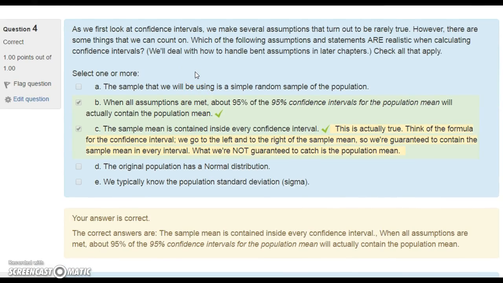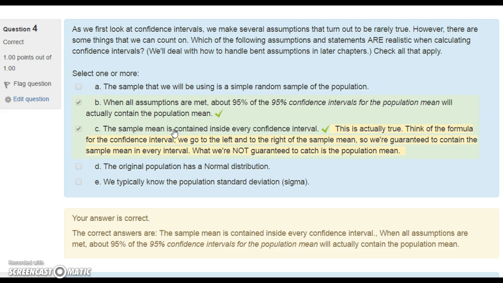Okay, here we're just looking at the assumptions. We can't assume a simple random sample. That's actually very hard to get in many situations. The best we can get is something that's hopefully somewhat representative of the population. Here we can assume B. This is one of the definitions of 95% confidence intervals. And C we can also assume.